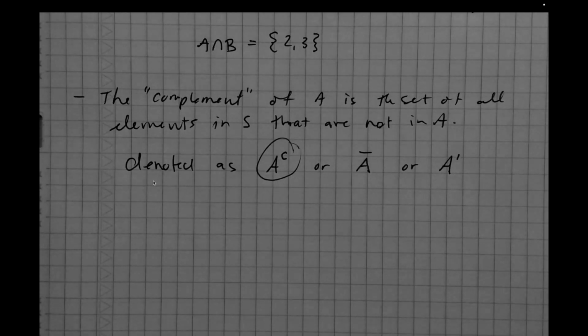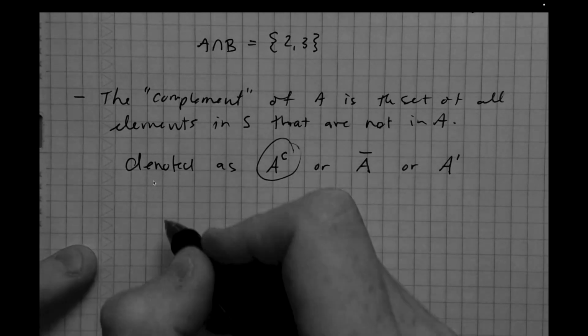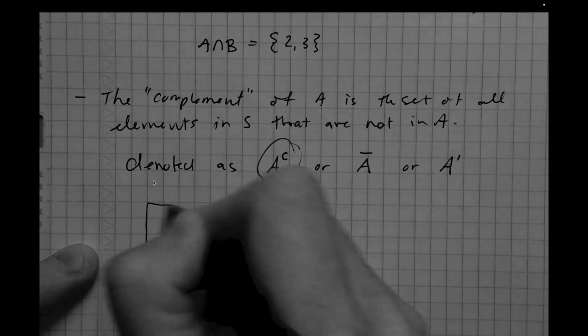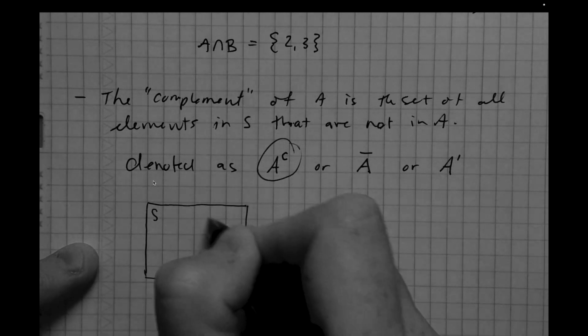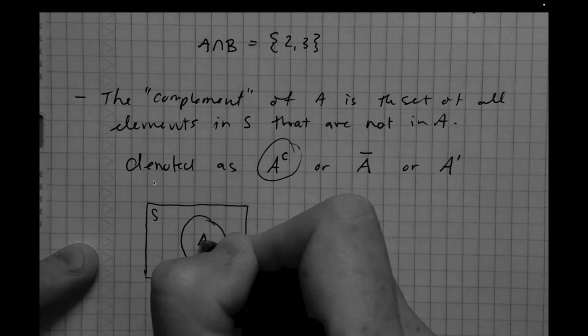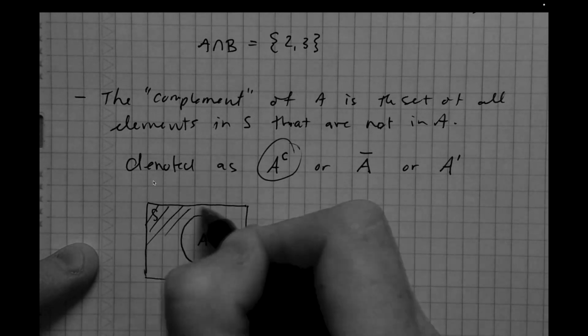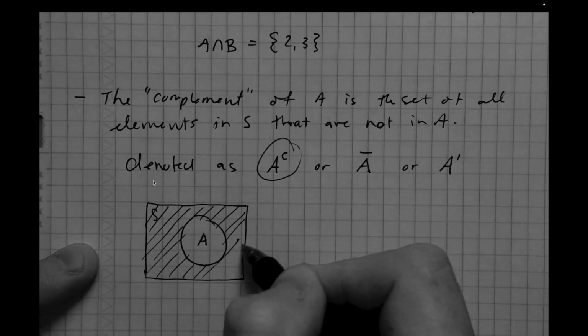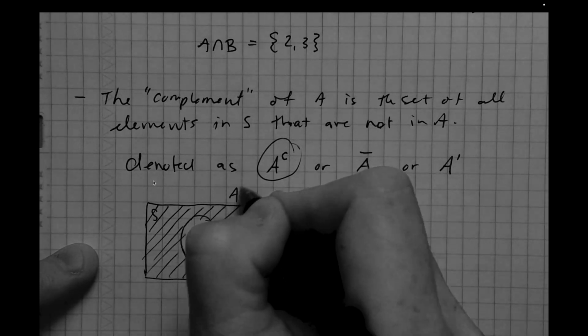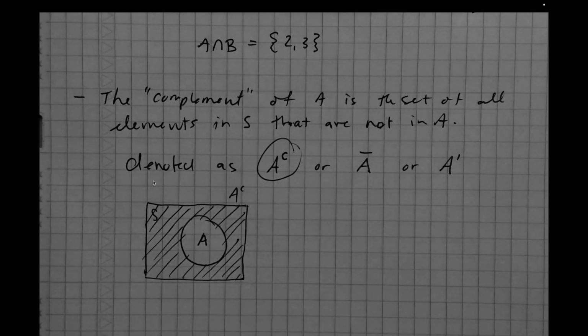So let's see, what does that look like? Well, so I've got my universe here, right? And then somewhere inside of here is A, and then A complement is basically everything that's in the universe that isn't A. Okay. All right.